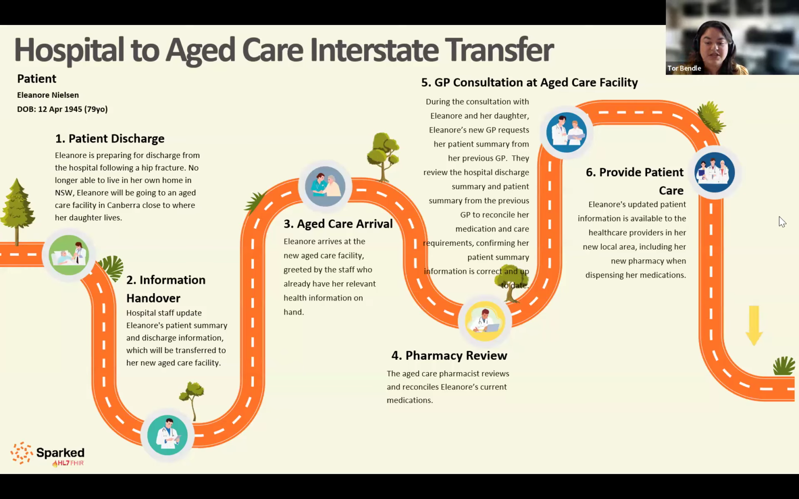Eleanor arrives at her new aged care facility, greeted by the staff who have her relevant information on hand. The aged care pharmacist reviews and reconciles Eleanor's current medications. Eleanor and her daughter then meet with the new GP. During the consultation, Eleanor's new GP requests the patient summary from her previous GP. They review the hospital discharge summary and the patient summary from the previous GP to reconcile her medications and care requirements, confirming her patient summary information is correct and up to date.